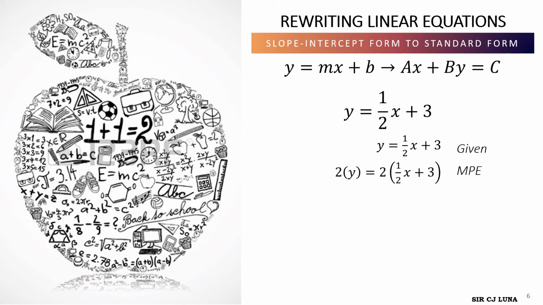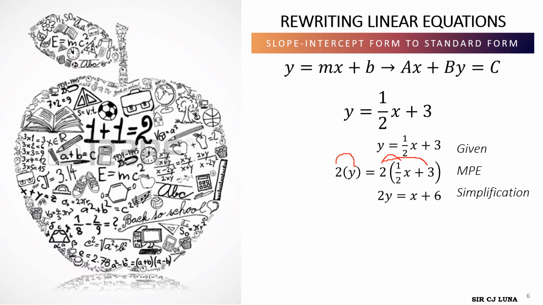So, we multiply 2 dun sa left side. So, 2 times y yun. Okay? And then, ganun din sa right side, nag-multiply tayo ng 2. So, 2 times the quantity 1/2 x plus 3. Then, we will simplify. 2 times y is 2y. Then, we will distribute 2 to our terms inside the parentheses. So, 2 times 1/2 x equals 1x, or simply x. And then, 2 times 3 is equal to 6. So, we have 2y equals x plus 6.